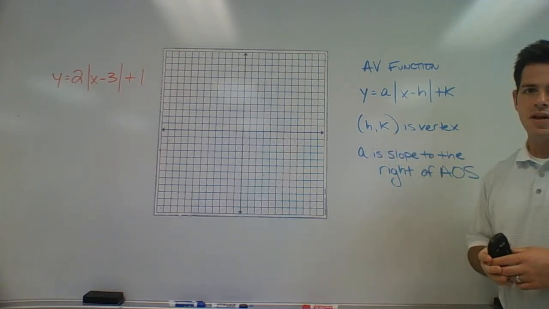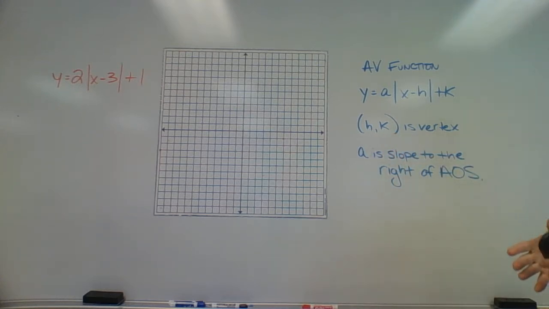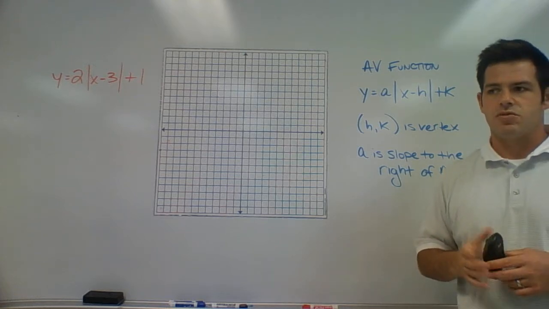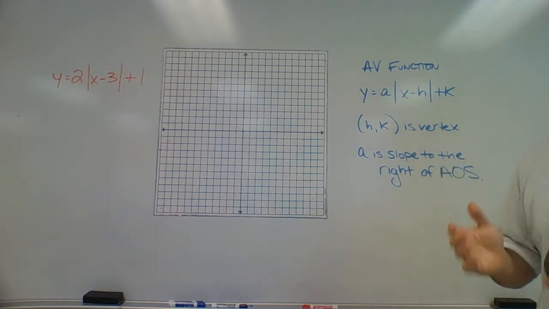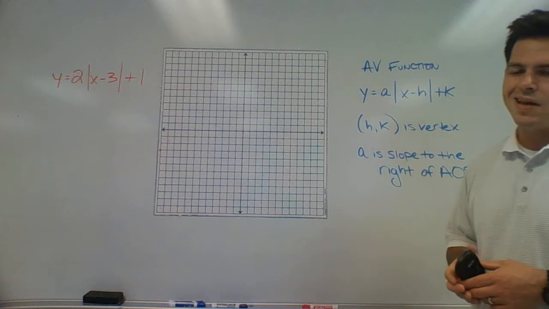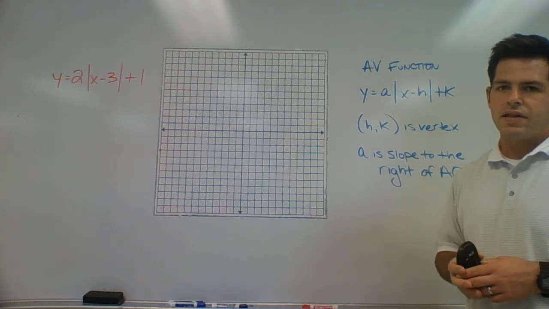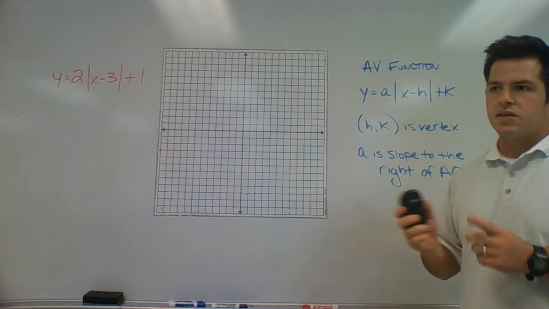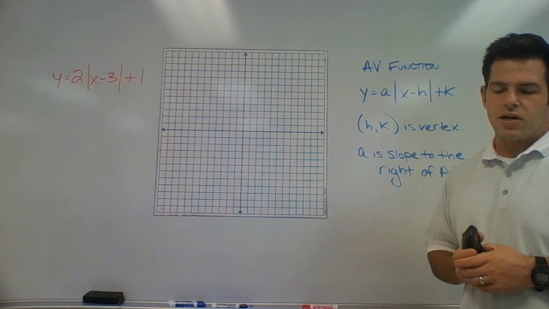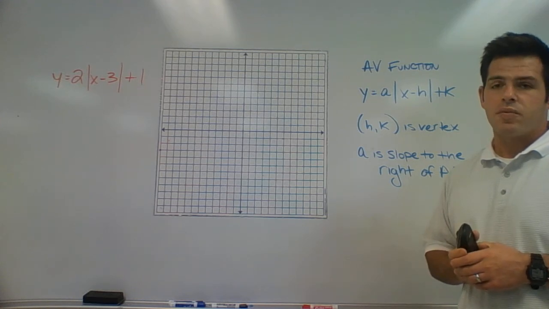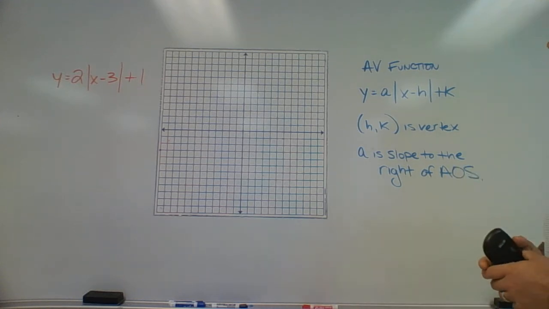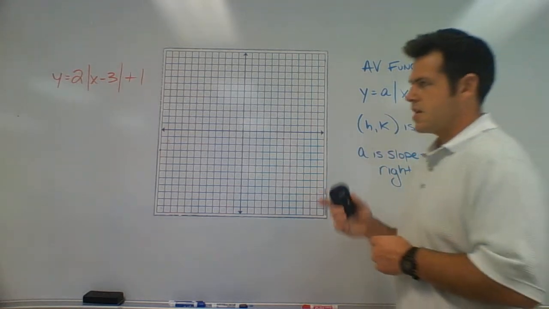And then we also know that a is going to be the slope to the right of the axis of symmetry. The axis of symmetry is that imaginary mirror that we can put right down the vertex, a vertical line. That means that we should have points in equal locations on opposite sides of the mirror. So what I'd like to do here is take a look at this absolute value function.